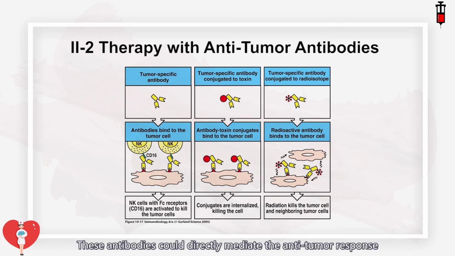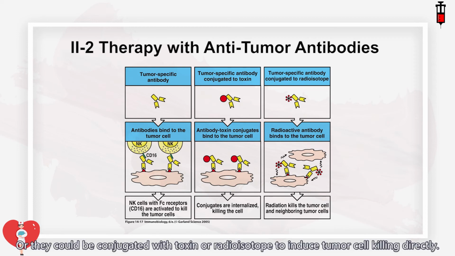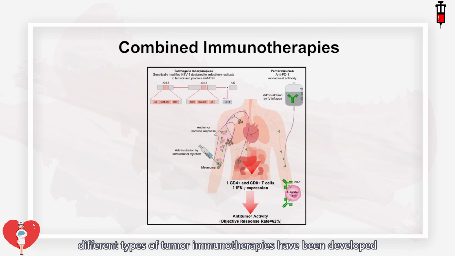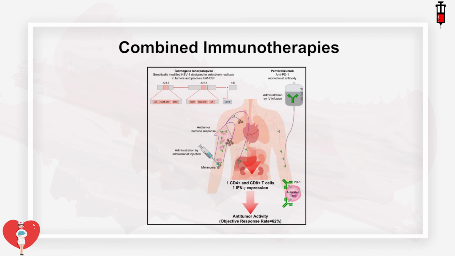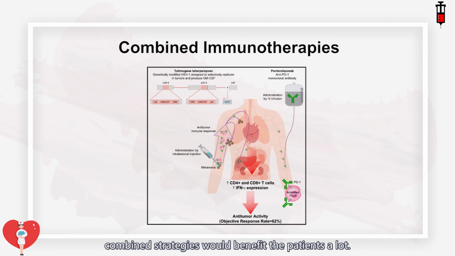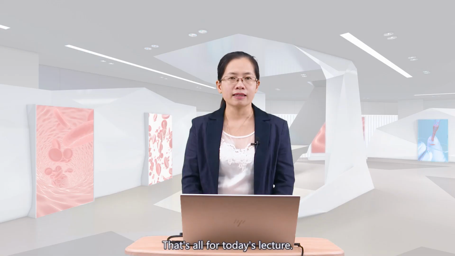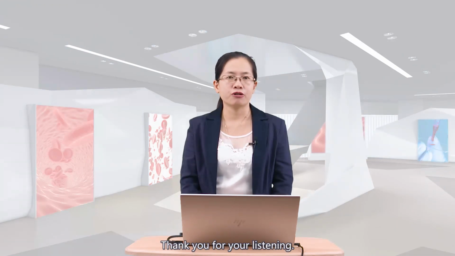These antibodies could directly mediate the anti-tumor response, or they could be conjugated with toxin or radioisotope to directly induce tumor cell killing. In summary, different types of tumor immunotherapies have been developed. In the future, personalized combined strategies would benefit the patients a lot. That's all for today's lecture. Thank you for listening.